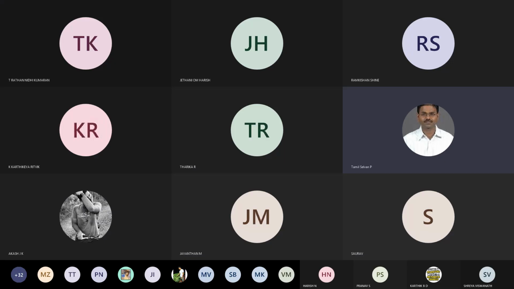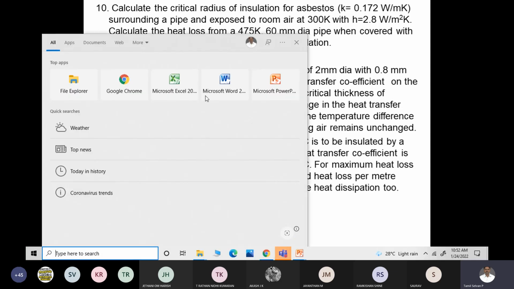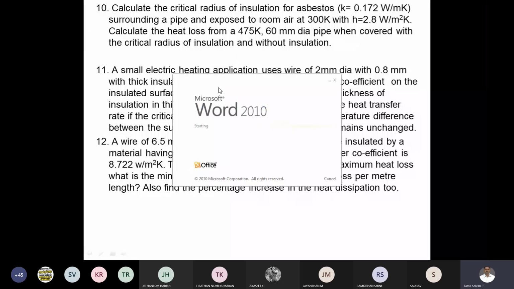K is 0.174 and H value is 8.722. So the critical radius of insulation, we can get it: RC is equal to K by H. The moment critical radius of insulation is asked, immediately you can do that.